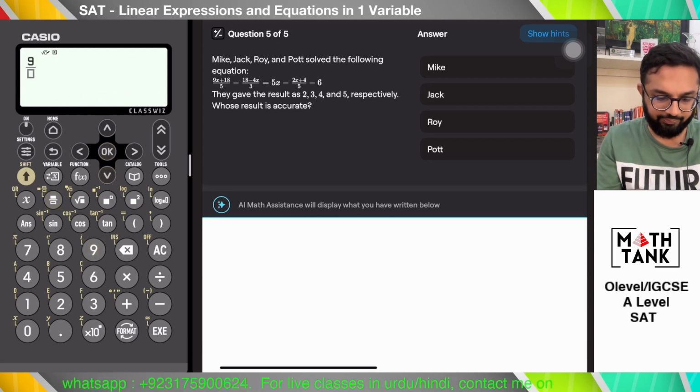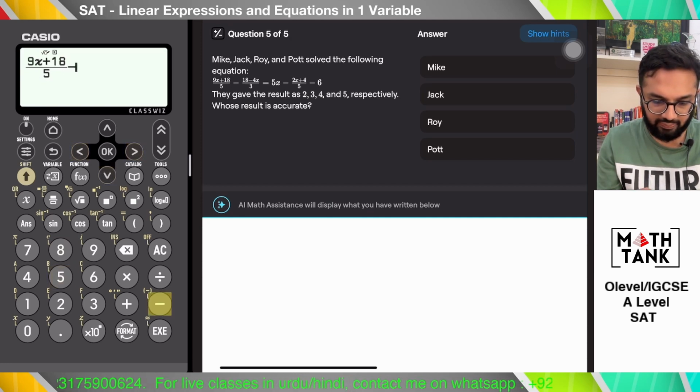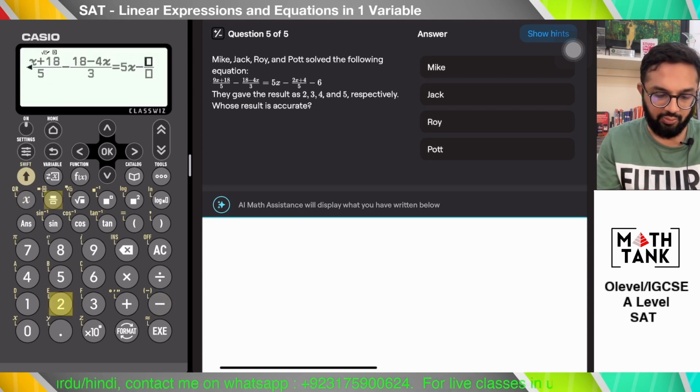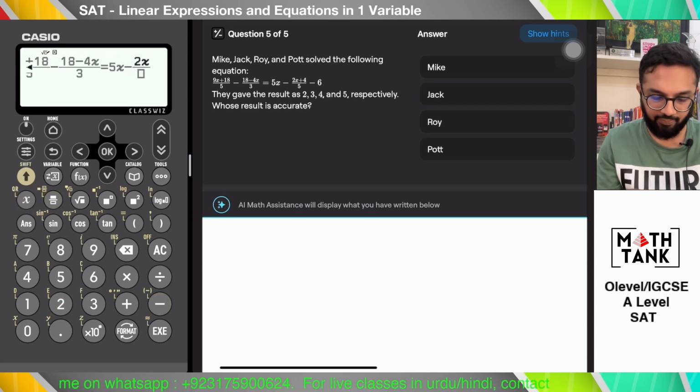So 9x plus 18 over 5 minus 18 minus 4x over 3, shift and bracket, so that generates an equals to 5x minus 2x plus 4 over 5 minus 6.